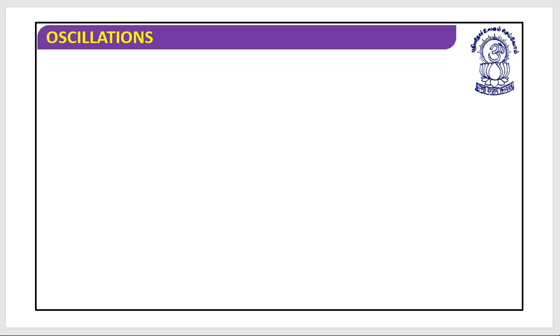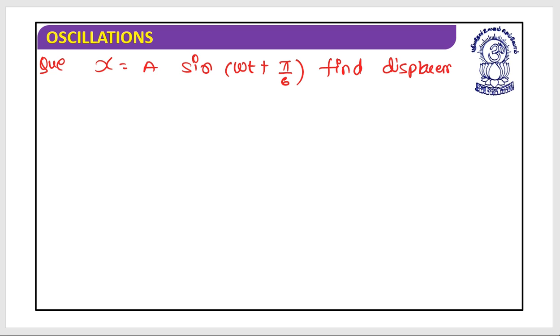This seems interesting. X is equals to a sine omega t plus 30 degree, that means pi by 6. Find the displacement of particle at t equals to 0. You need to find out the displacement of the particle at t equals to 0. How will you do this? What could be done?